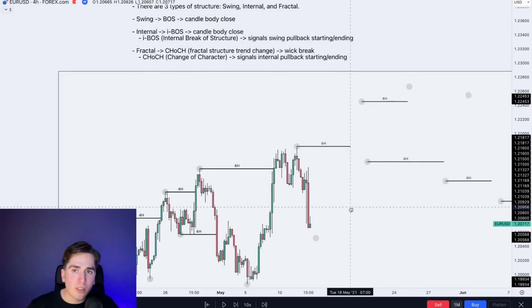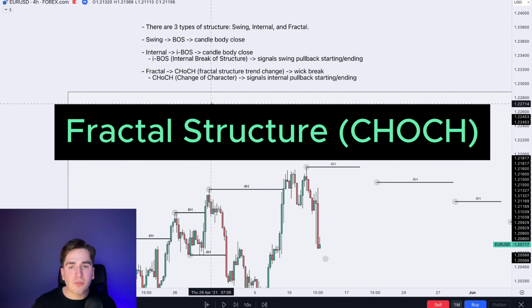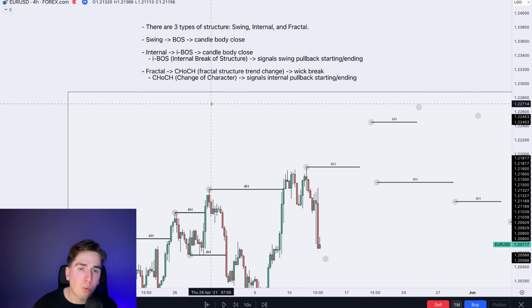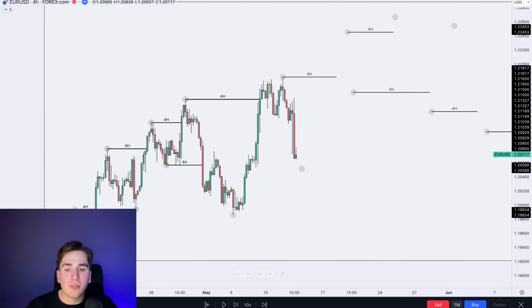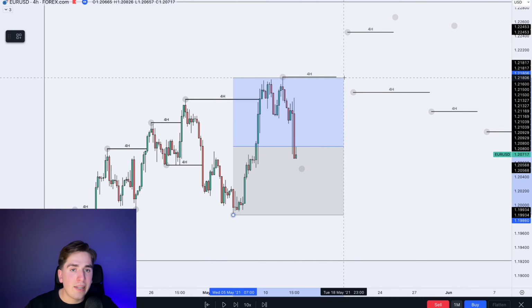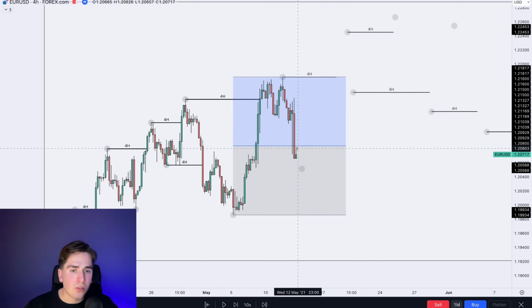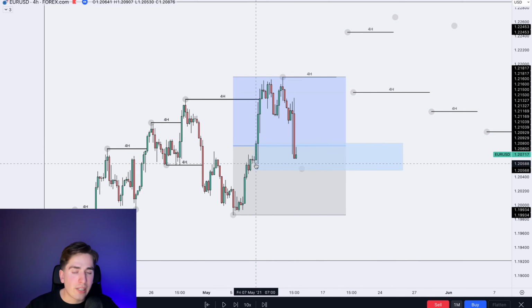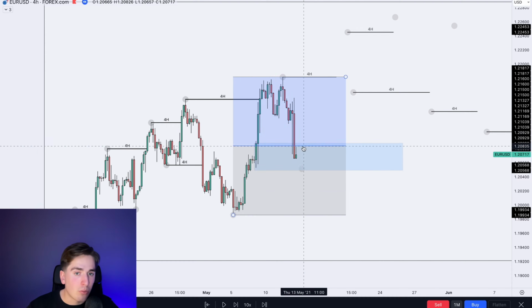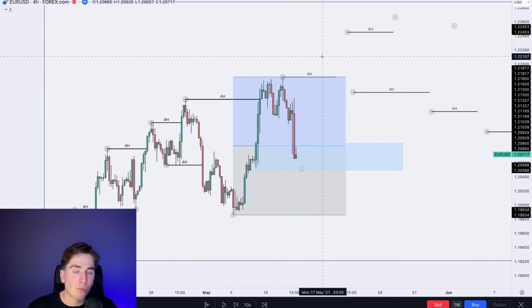Okay, now what we're going to dive into is fractal structure. Fractal structure, or change of character, focuses on wick breaks only. We use a change of character to find out that the market is signaling to us that an internal pullback is starting or ending. Personally, the way that I utilize it, and we're going to go into the exact same example as just now, is that if this is our swing structure from this low in towards this high, and we get a pullback in towards this area of demand over here, this is the consolidation, our area of demand. We pull back in towards discount, so we're now looking to continue the uptrend in towards the highs.